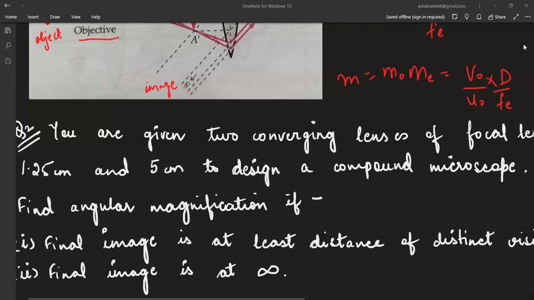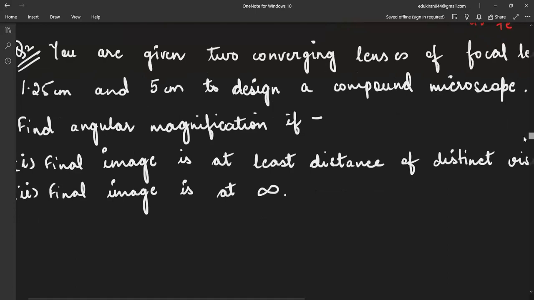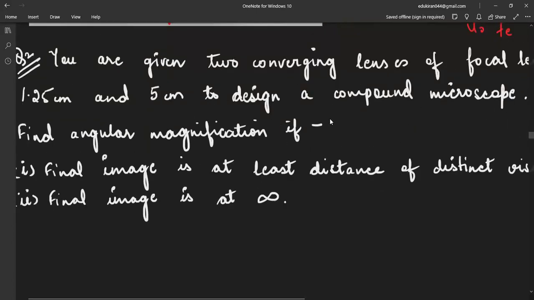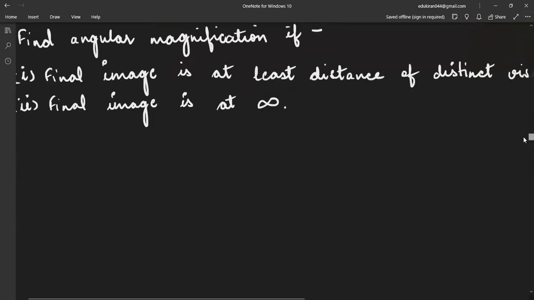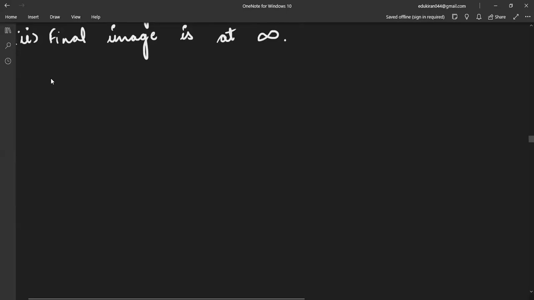See, this question says you are given two converging lenses of focal length 1.25 and 5 centimeters to design a compound microscope. Find angular magnification. Okay. In the first case, the image is given at the least distance of distinct vision. In the second case, it is given at infinity. So you have to use both the formulas.